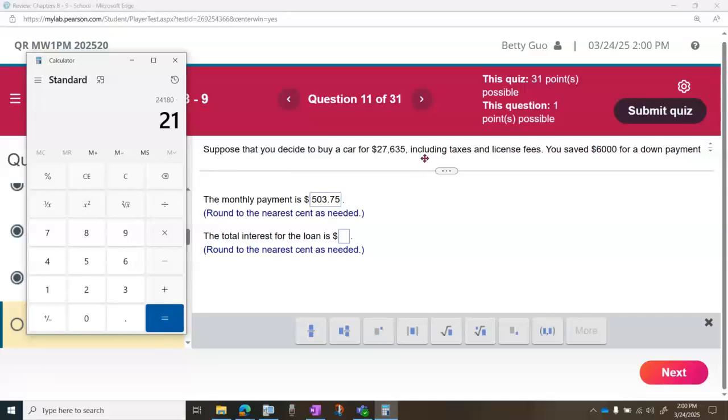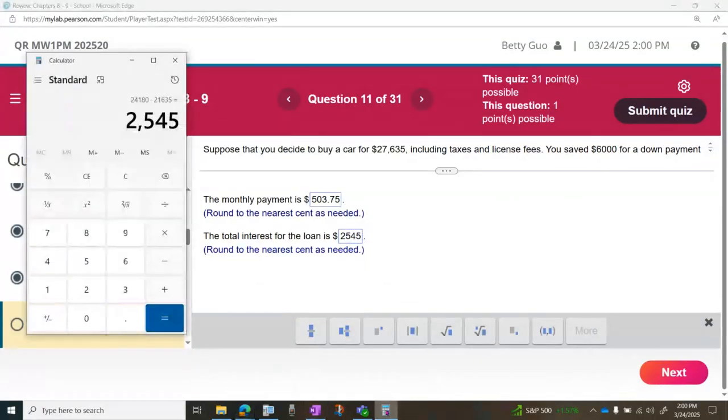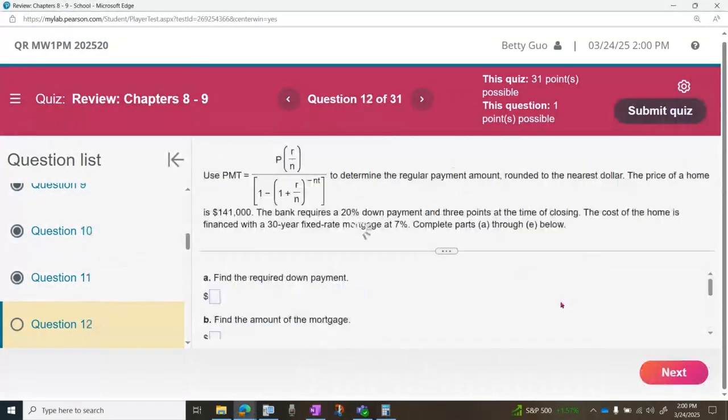We should have that on the scratch paper. Use the price minus the down payment. So 27 minus 6 is 21, $21,635. The interest is 2,545. Okay, right? And that's it. Loan problem.